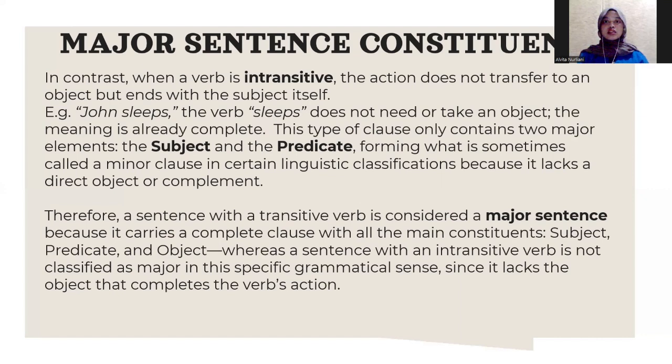In using the intransitive verb, this type of clause only contains two major elements, only the subject and also the predicate, to form what is sometimes called a minor clause in certain linguistic classification because it lacks a direct object or also a complement. In summary, major sentence constituents form the foundation of English syntax and show the relationship between words and how meaning is constructed within a sentence.